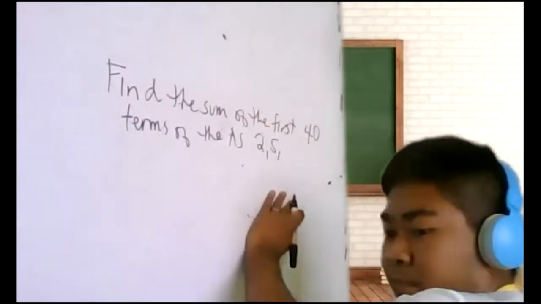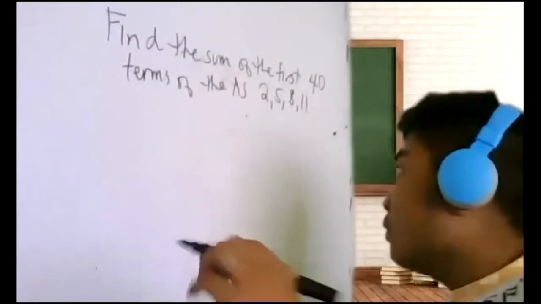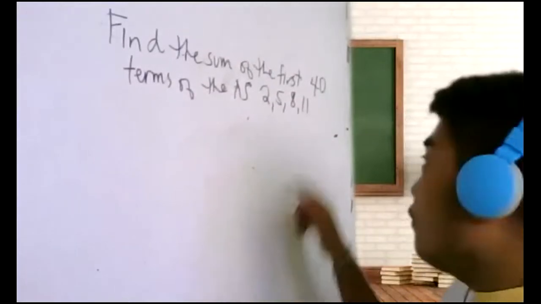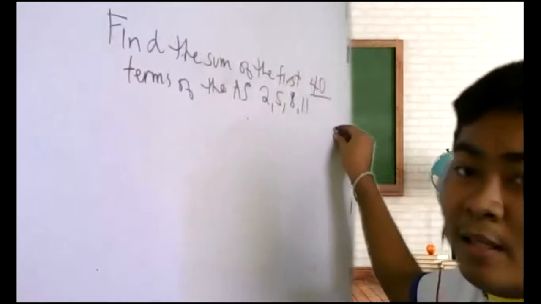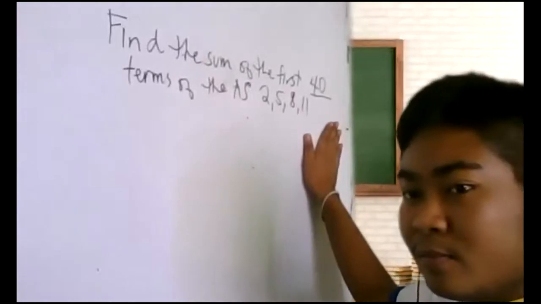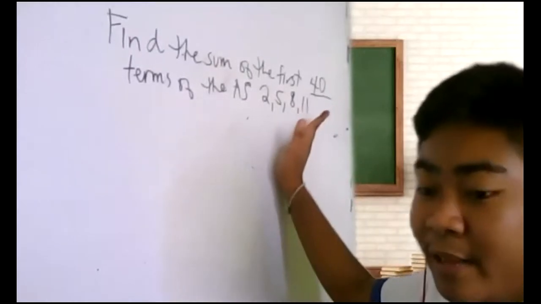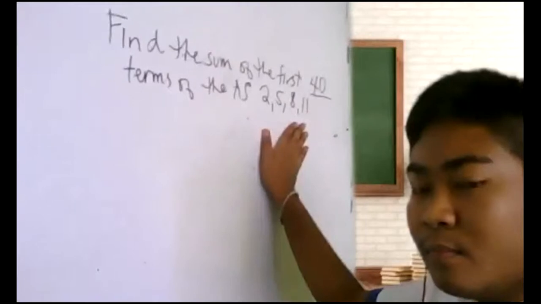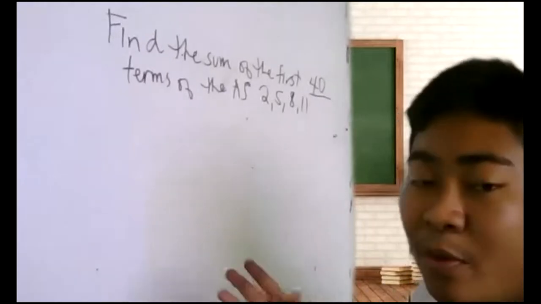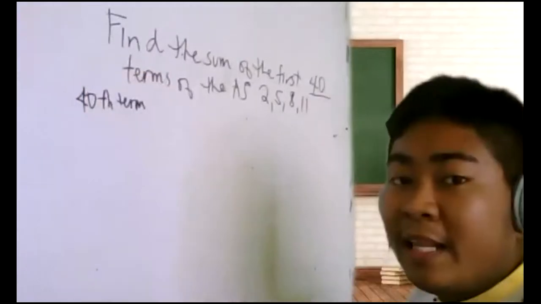2, 5, 8, 11. Ayan. So, 2, 5, 8, 11. So, anong hinahanap natin dito? The sum of the first 40 terms. Kung ganito yung given, alam na ba natin yung dulo, yung 40th term? Hindi pa. So, kailangan natin hanapin muna yung 40th term. So, let's find the 40th term muna to get the series.